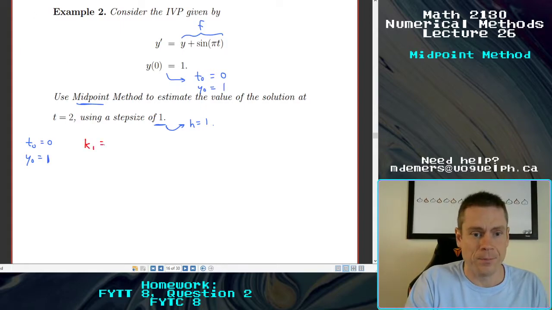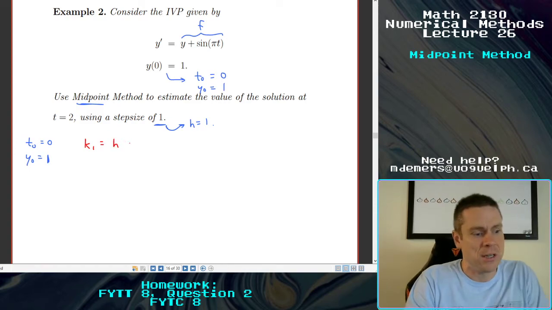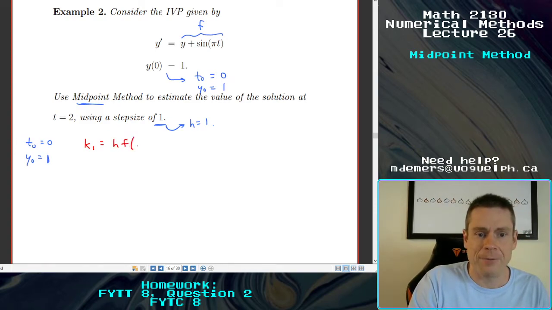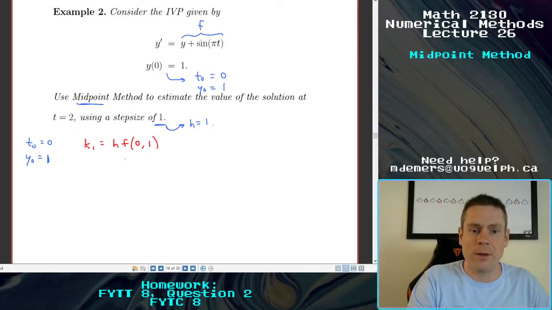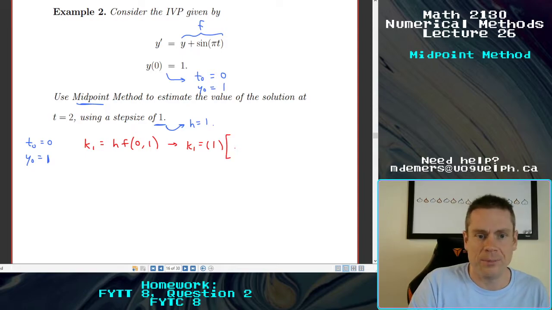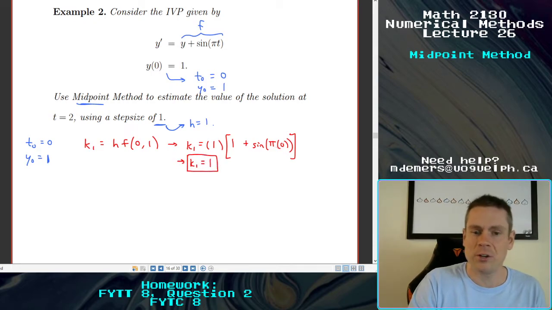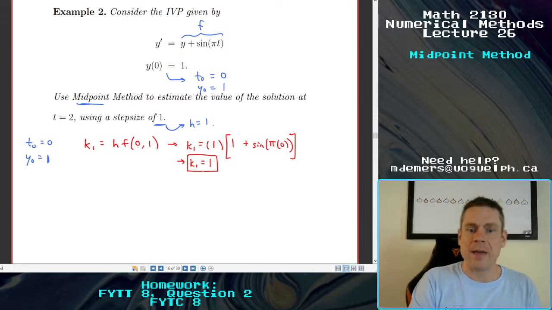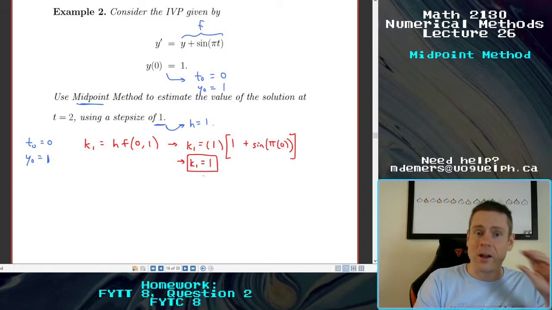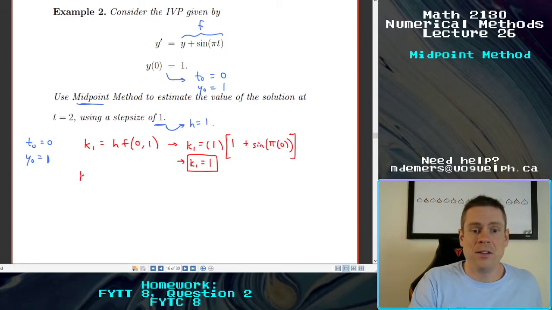Our k1, our first estimate, that tangent slope forward, is h times f at t0, y0. So it's 0 and 1. If we were to write that down, we get k1 equals, our h is 1, so that's nice, and f of t0, y0 is 1 plus sine of pi times 0. And so you work that out, that means that k1 is equal to 1, because sine of 0 is 0, 0 plus 1 is 1, 1 times 1 is 1. Okay, that is going to be a quantity that I then use to calculate k2.